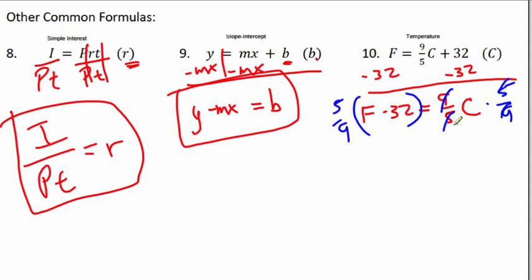It's easier to make a mistake. So let's just multiply by the reciprocal. Instead of 9/5, we'll flip it over, 5/9. Then they cancel. You're left with C equals 5/9.